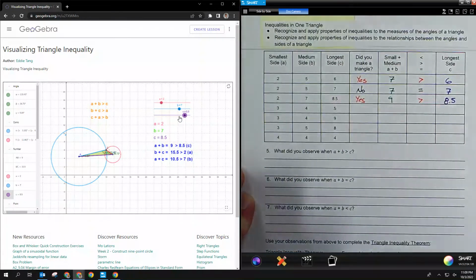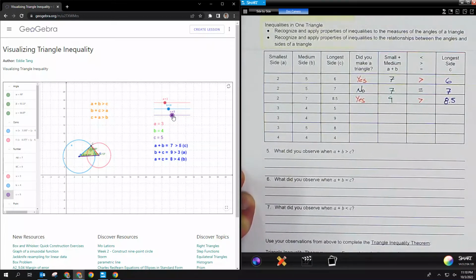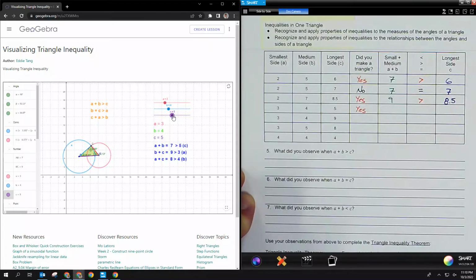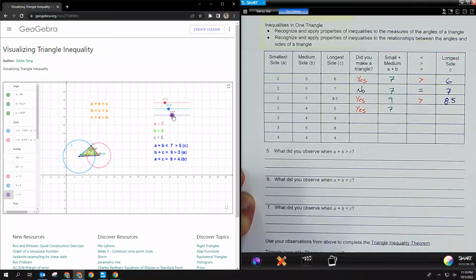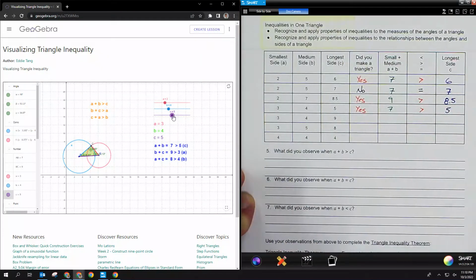Next, we have 3 and 4. So change the smallest side to 3, the medium side to 4. And we have the side C at a 5. Does it make a triangle? Yes, it does. 3 plus 4 is 7. 5 is the largest side. 7 is greater than 5. So we're starting to see a little pattern emerge.